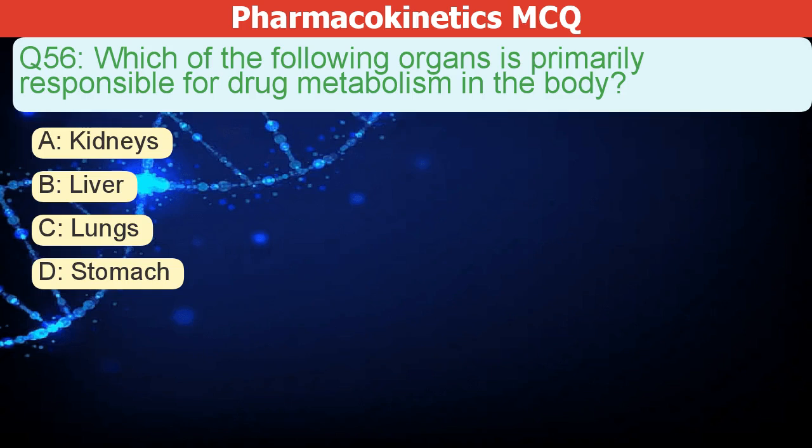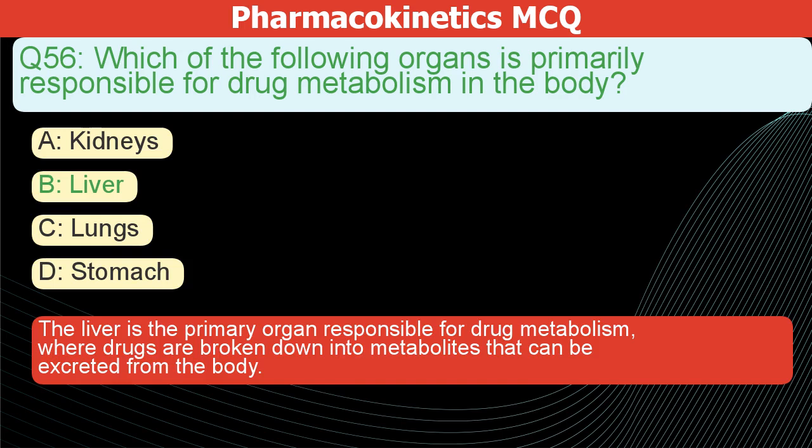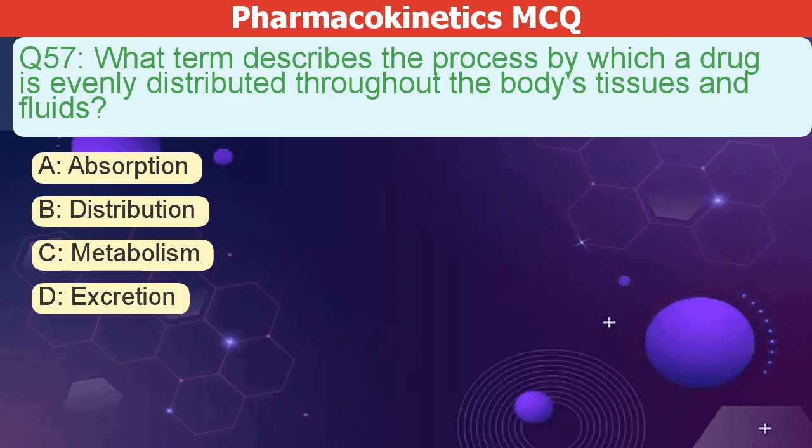Which of the following organs is primarily responsible for drug metabolism in the body? A. Kidneys. B. Liver. C. Lungs. D. Stomach. The correct answer is B. The liver is the primary organ responsible for drug metabolism, where drugs are broken down into metabolites that can be excreted from the body.